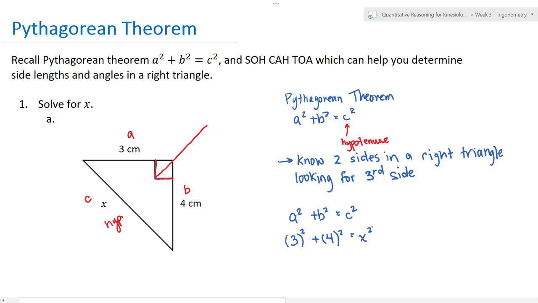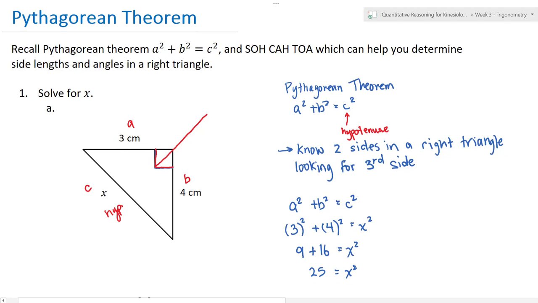Okay, so I'm solving for x. So 3 squared is 9, plus 4 squared is 16, because 3 squared means 3 times 3, which is 9. 4 squared means 4 times 4, which is 16, equals x squared. 9 plus 16 is 25, equals x squared.